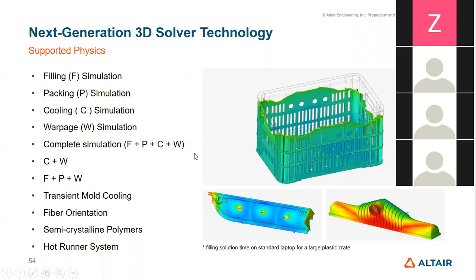If you have done with your design, if you have done with your die design, and you want to do the detailed simulation before going to the die manufacturing, after that you can check the transient mold cooling, fiber orientation of your fiber. Semi-crystalline polymers are also supported. Hot runner systems are also there. You can assign your runner as the hot runner or the cold runner as per your requirement.